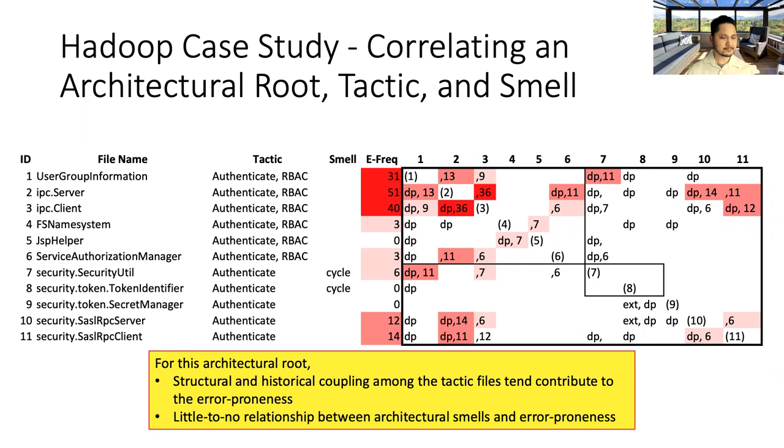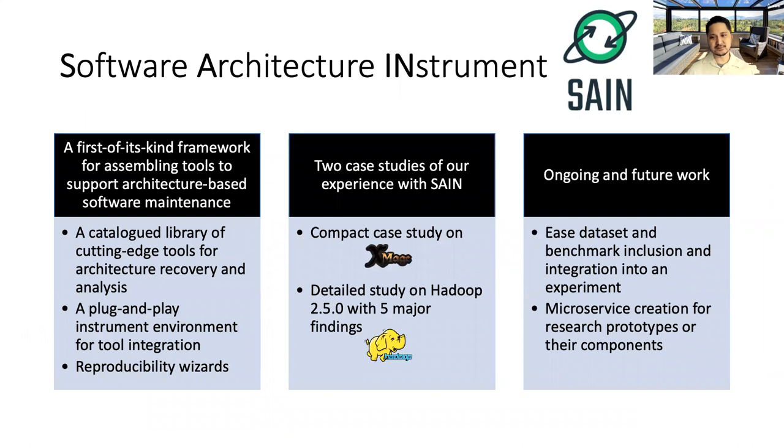To summarize, we introduce SAIN, the software architecture instrument. It is a first of its kind framework that aids in accessibility, reusability, interoperability, and reproducibility of architectural tools. Our ongoing and future work is focusing on ease of dataset and benchmark inclusion into experiments and creation of microservices for tools and components in tool suites.